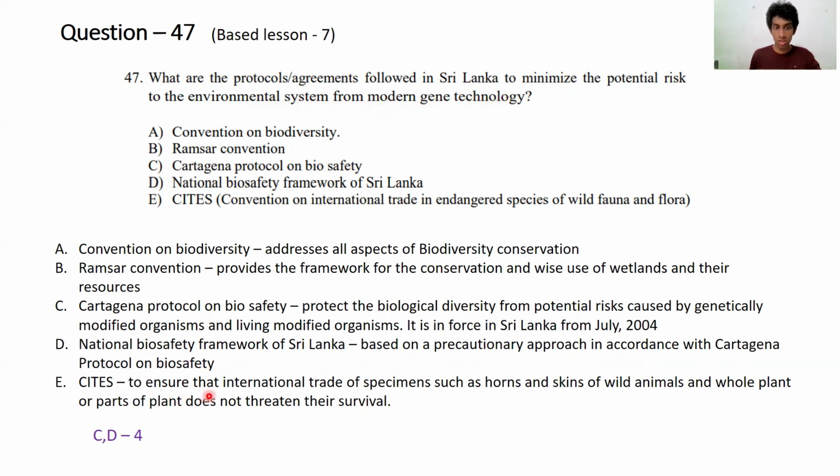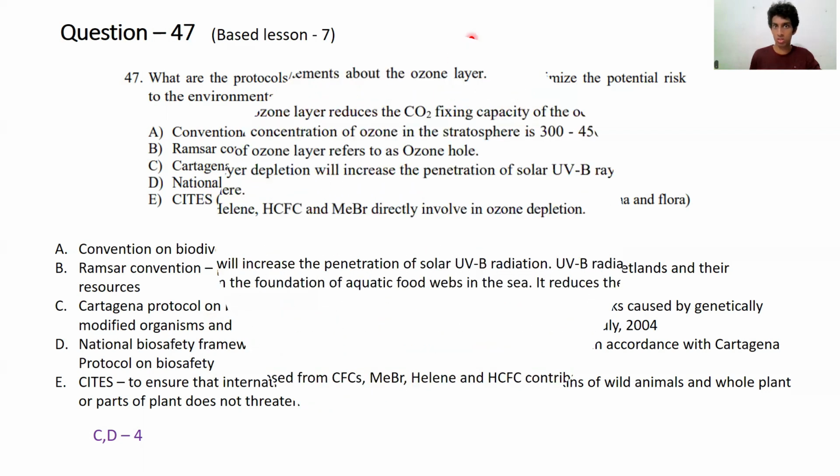E. CITES. To ensure that international trade of specimens such as horns and skins of wild animals and whole plant or parts of plant does not threaten their survival. So when you consider these answers, only C and D are the protocols related to protecting the environment from modern gene technology. So therefore, the correct answer is 4.